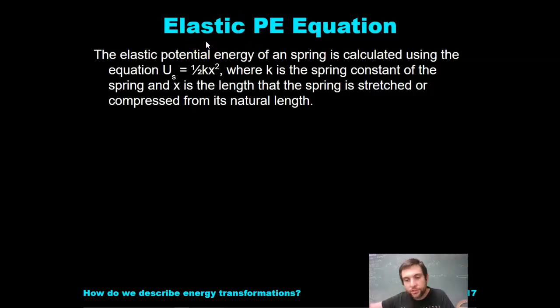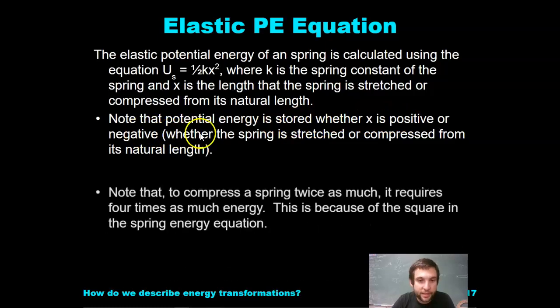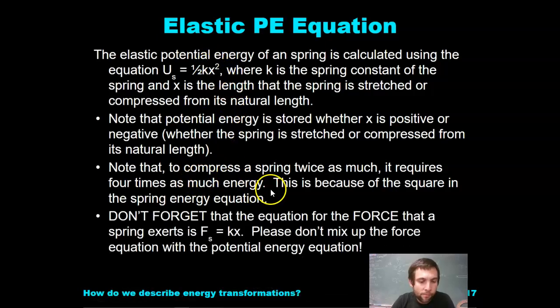As you pull that spring, you're increasing the amount of potential energy because you're increasing the length that the spring is stretched. Potential energy is stored whether x is positive or negative, whether the spring is stretched or compressed from its natural length. Note that to compress a spring twice as much, it requires 4 times as much energy because of that square. Do not forget that the equation for the force that a spring exerts is F sub s equals kx. Don't mix up the force equation with the potential energy equation. F sub s equals kx, that's Hooke's law. And then we have spring potential energy, which is 1/2 kx squared.